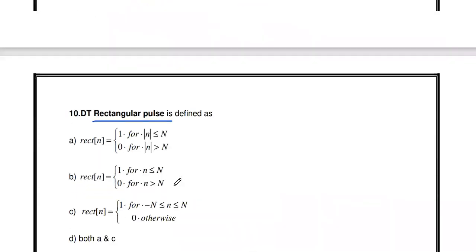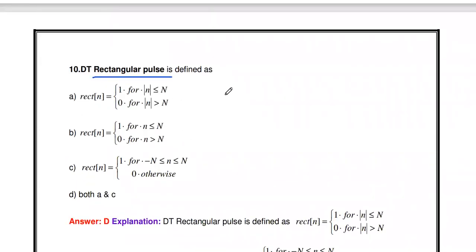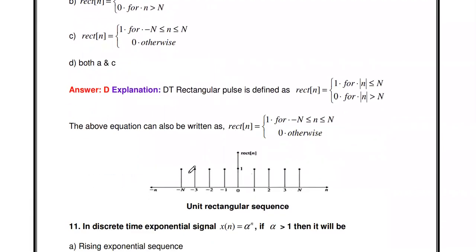So how is this rectangular pulse defined? The rectangular pulse has amplitude 1 for the time from minus N to N. Before minus N and after plus N, the amplitude is 0. So the signal has amplitude 1 only for the time minus N to N. This is called a rectangular sequence.